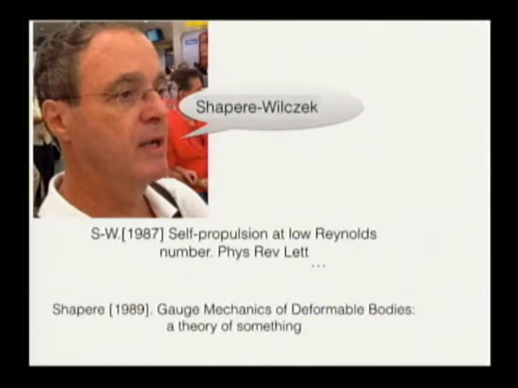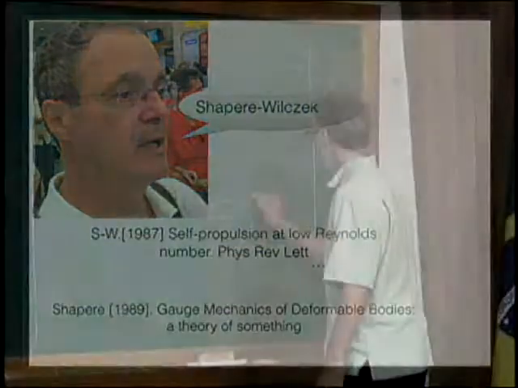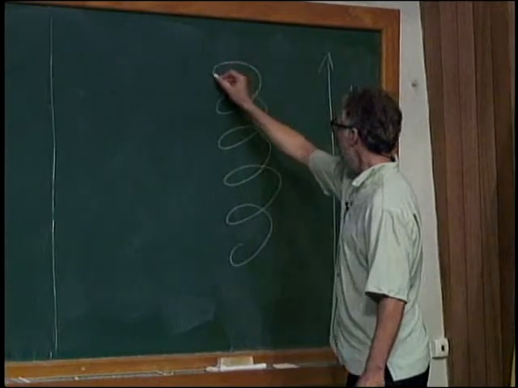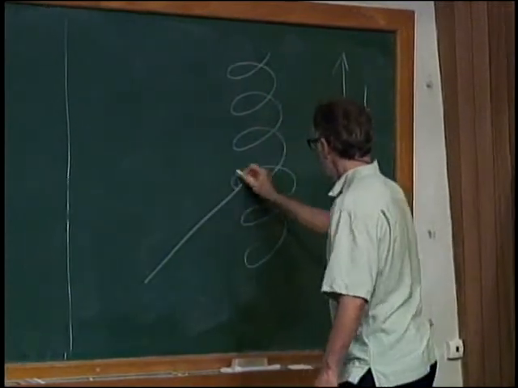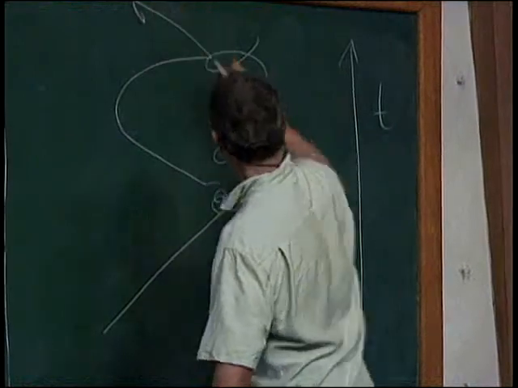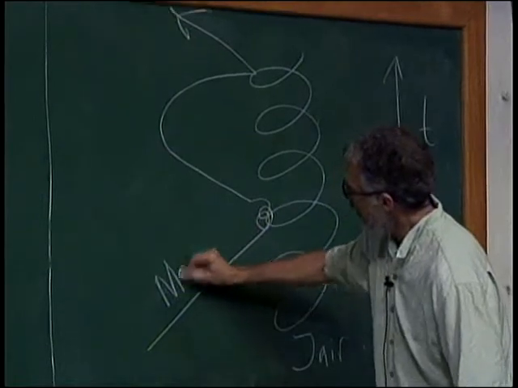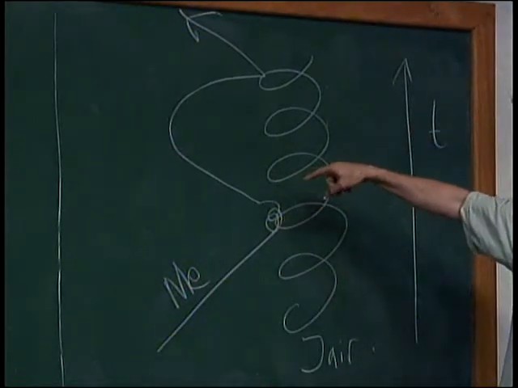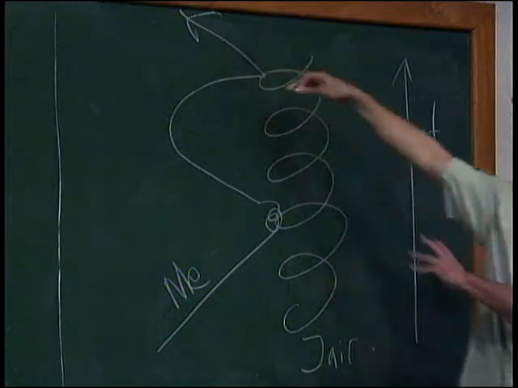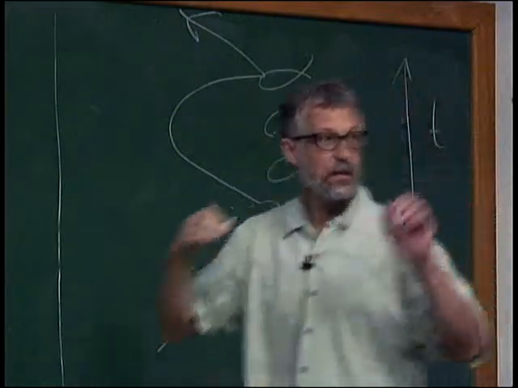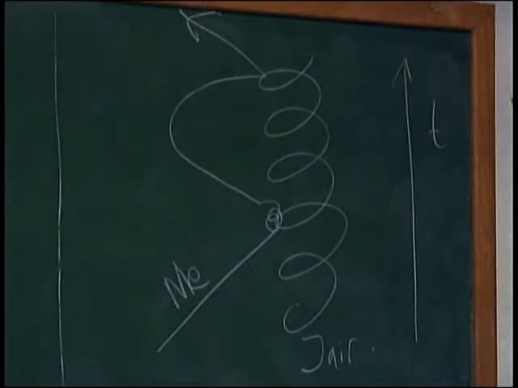So let me try to explain how I'm really organizing this talk. Okay, this is Jair's timeline. This is me. And we had some interaction. And so for me, there were two interactions. At a certain point in my early career, Jair really changed my direction.